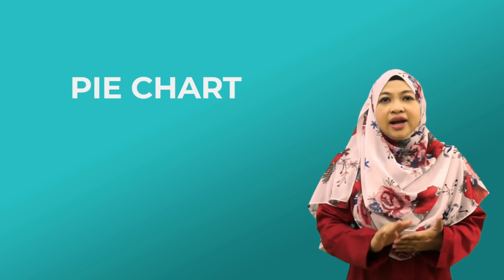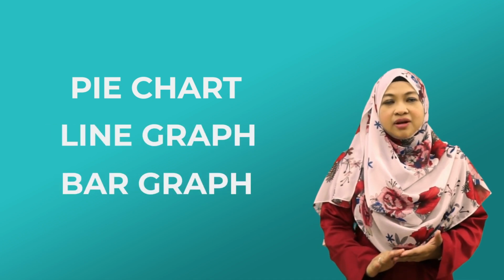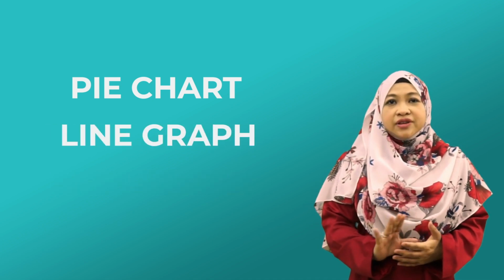In our lesson, we are focusing on 3 types of graphs and charts. They are pie chart, line graph, and bar graph. When do we use these 3 types of graphs and charts? This is an important question to ask ourselves before we select the graph or chart to represent our data.